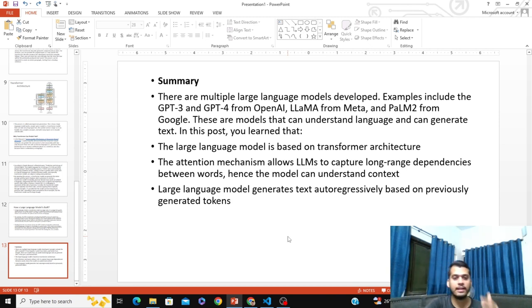You learned that the large language model is based on transformer architecture. The attention mechanism allows LLMs to capture long-range dependencies between words, and the model can understand context. A large language model generates text auto-regressively, based on previously generated tokens.